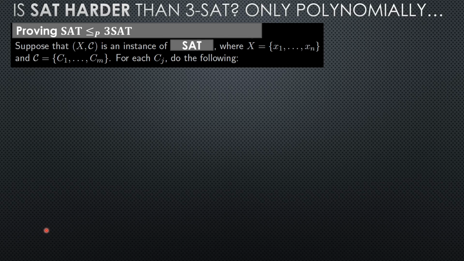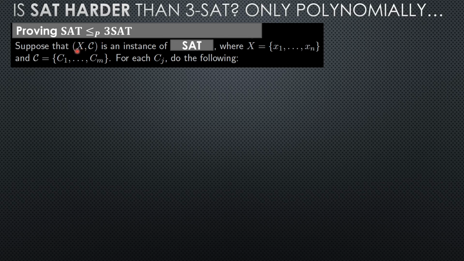Okay, so let's prove that SAT is actually reducible to 3-SAT. You can transform in polytime an instance of SAT into an instance of 3-SAT. You have a polynomial transformation from SAT to 3-SAT. That'll prove that 3-SAT is NP-complete. Okay, so let's suppose that X comma C is an instance of SAT. What's X comma C? X is the names of all the variables, but let's just assume for simplicity that the names of all the variables are 1 up to n.